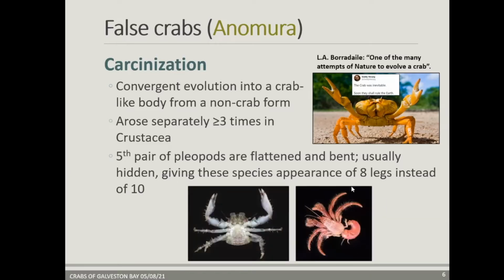This is a hermit crab that's been removed from its shell, and it appears to have 6 legs because these 2 are hidden. They're sort of like anchors in the shell. This is a porcelain crab, and its 5th pair of pleopods are totally hidden, so it looks like it only has 4 pairs of appendages. And that's one of the things that separates the false crabs from the true crabs.